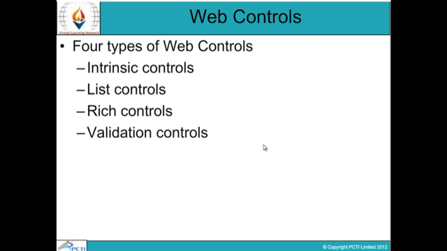The whole web controls are classified into different categories, and on that basis there are 4 types of web controls. The first one is intrinsic controls, second is list control, third is rich controls, and the fourth one is validation control.